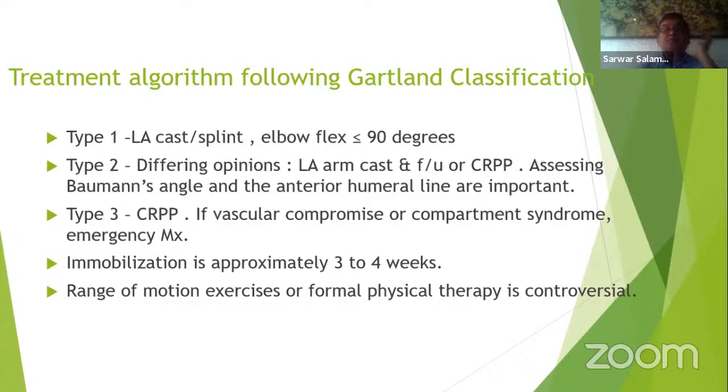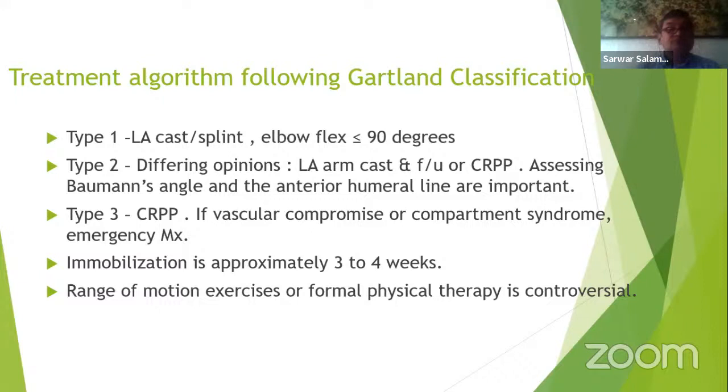Type 2, there are differing opinions. Some prefer a long arm cast and follow up for the rest of the time. The patient may end up with a little flexion contracture for a few days, and then it comes okay. And some advocate closed reduction and percutaneous pinning. Because in a type 2 fracture, before reduction it was quite stable, but after reduction it may become unstable. So if we go for closed reduction of any type 2 fracture, we should be ready for percutaneous pinning if it is needed.